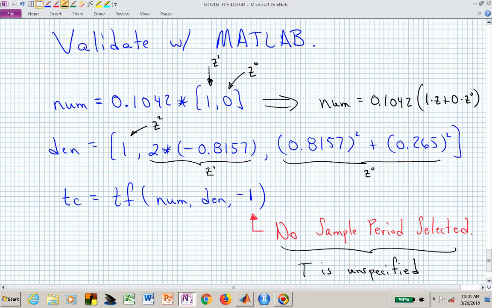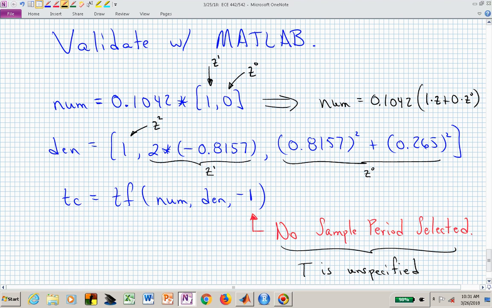But if we haven't picked, or if we haven't specified a sample period, how do we tell MATLAB that in fact we have a discrete time system in this transfer function? So the way to do that is to say, oh, -1 is our sample period. And that really tells MATLAB, oh, you have no sample period actually selected.